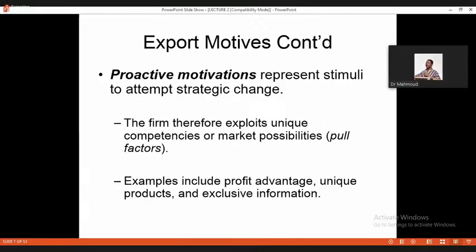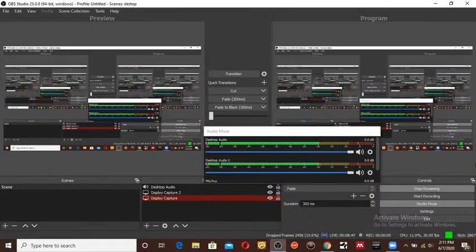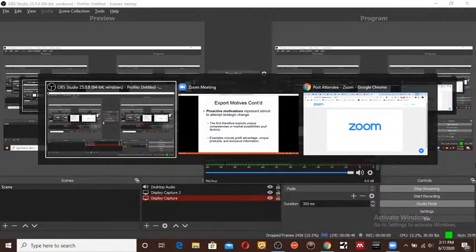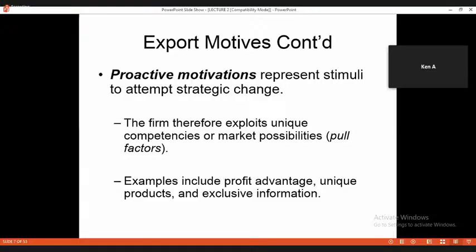Now, the proactive motivations represent stimuli to attempt strategic change. Terminologies like strategic change, you have to underline that. The proactive is, as I said, within. So you may want to change your strategy. Yesterday, we learned things like the different orientations.